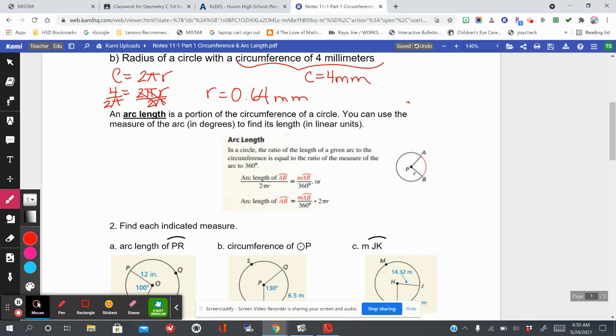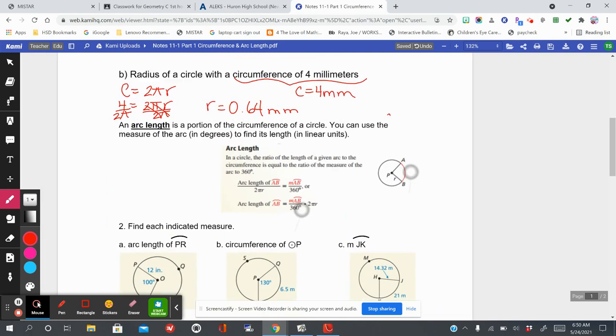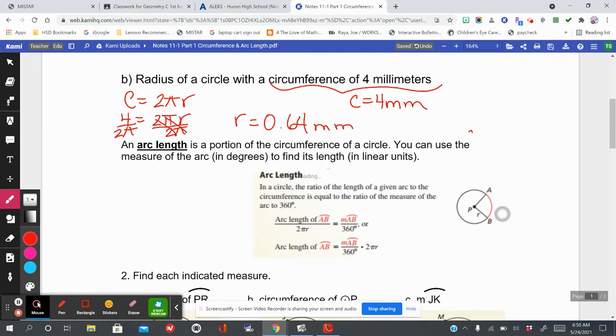All right, now we're moving on to arc length. An arc length is a portion of the circumference of the circle. In the last chapter, we did arc measure. I told you at the beginning of last chapter that you had to be really careful not to confuse arc length and arc measure. We did lots of stuff with arc measure, which is measured in degrees or radians.